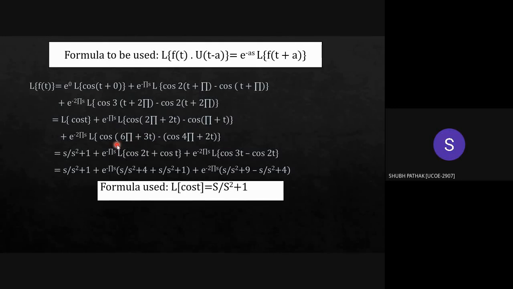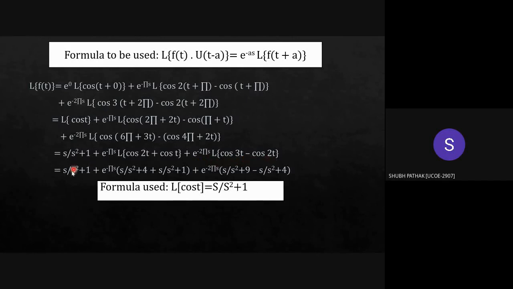So in the next step, we have Laplace transformation of cos t. We will use the standard formula to convert it into s upon s square plus 1, because it is a standard form, plus e raised to minus pi s into the Laplace transformation of cos 2t plus cos t, which we get from using the formula cos of a plus b, plus e raised to minus 2 pi s into the Laplace transformation of cos 3t minus cos 2t.